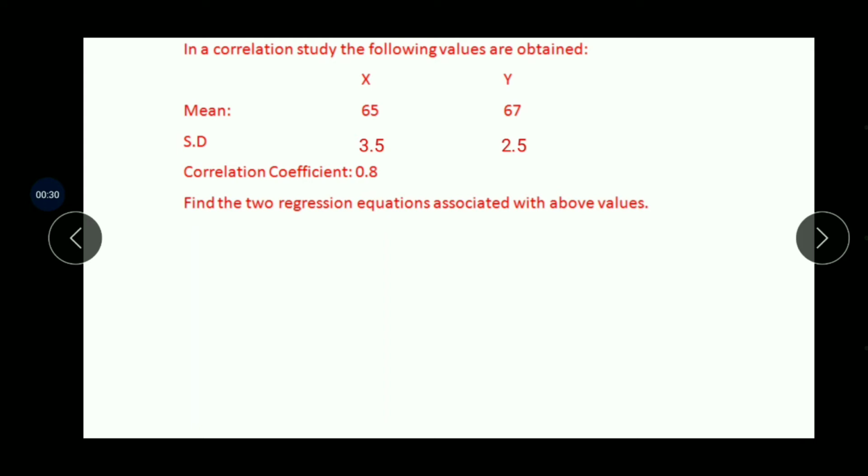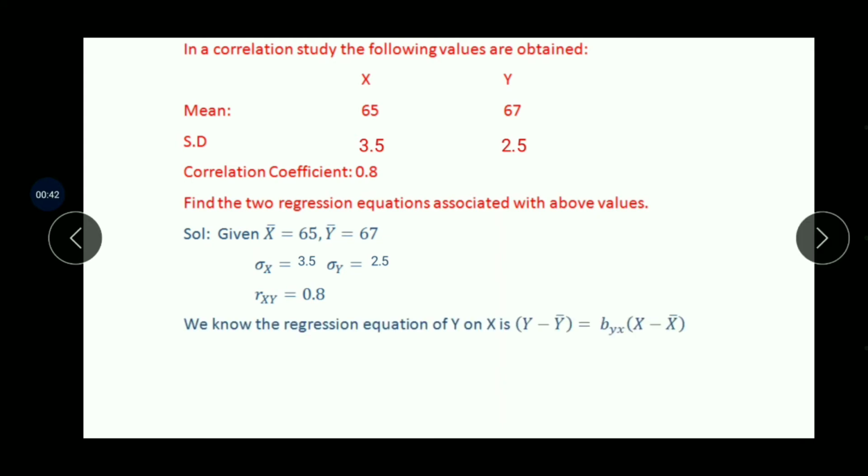So what is given to us? X bar is given, y bar is given, sigma x is given, sigma y is given, and r is given. We need to find out the regression equation. The regression equation of y on x is given by this: y minus y bar equal to byx, x minus x bar. We already know y bar is 67.